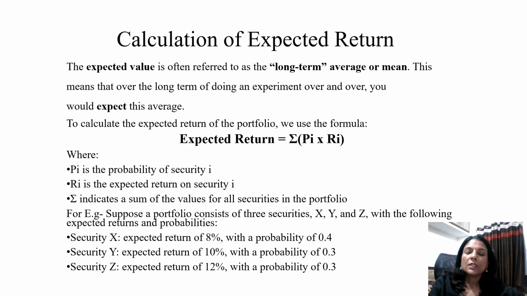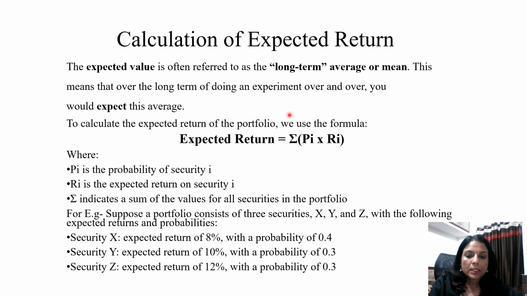Now coming to the calculation of expected return from a portfolio. You want to invest in a portfolio having different securities, with different probabilities of return. First we will calculate the expected return from the portfolio. Expected return is often known as the long-term average or mean return. Mean return refers to doing an experiment over and over in the long term, and you would expect to get this average.